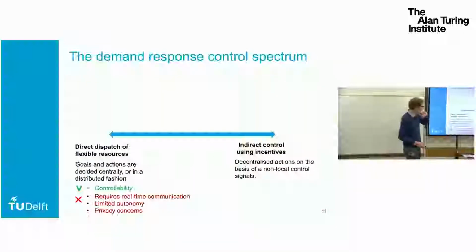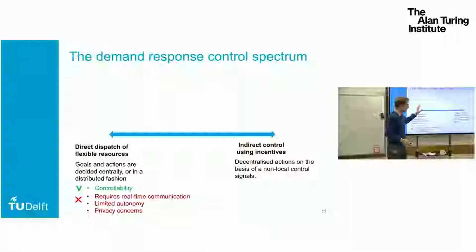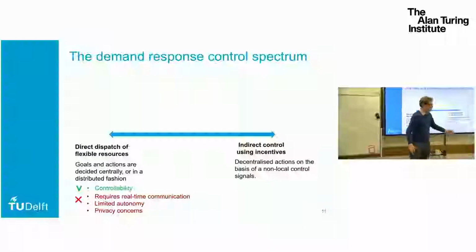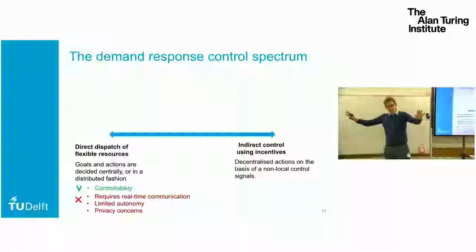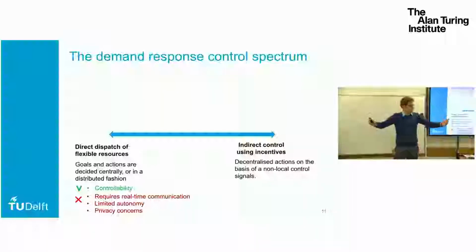Typically, if you read about demand response, people take one of two approaches. On the one hand, you can take indirect control using incentives. I'll broadcast a price to everyone, and people, or their appliances automatically, can see whether they want to change their behavior according to this price.